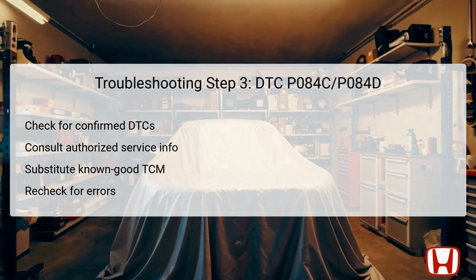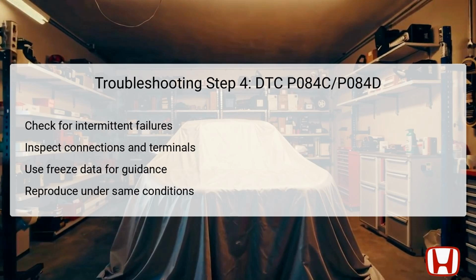Once the substitution is complete, recheck for errors using the HDS. If the DTC clears with the replacement TCM, the original unit is likely malfunctioning and should be replaced. If issues persist, further investigation into the wiring and connections should be performed.